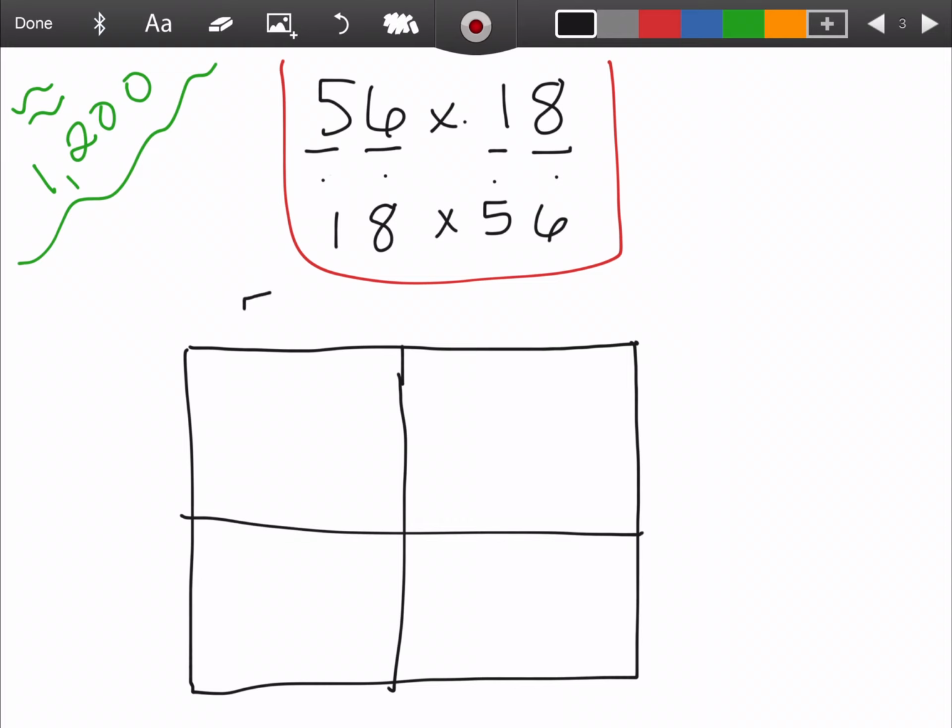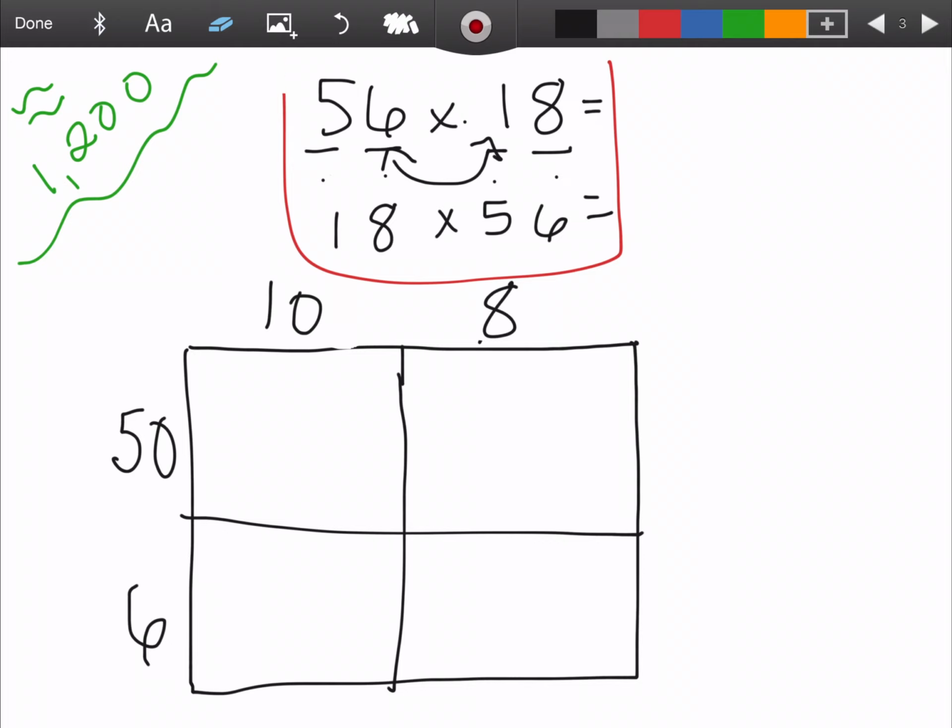So this one's going to really look like a square. And I could put 50 and 6 up here, and then I could also put the 10 and the 8 here. And this is correct. Or you could flip it around. You could put the 10 on the top and the 8 here, and the 50 here and the 6 here. Because we know that with multiplication, it doesn't matter which factor comes first, your product will always be the same. So I will leave my box just like this, it doesn't really matter.